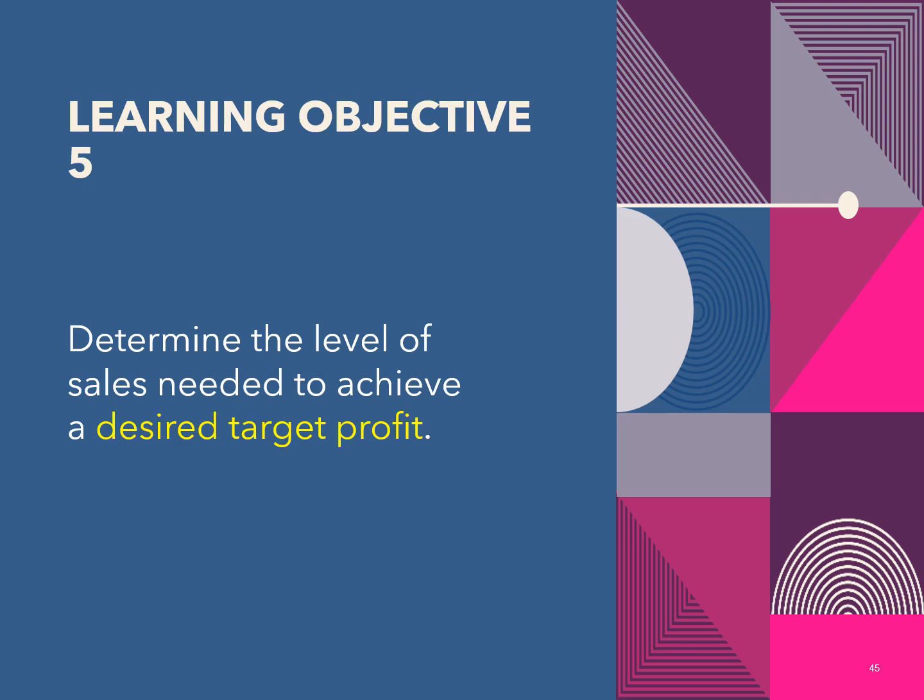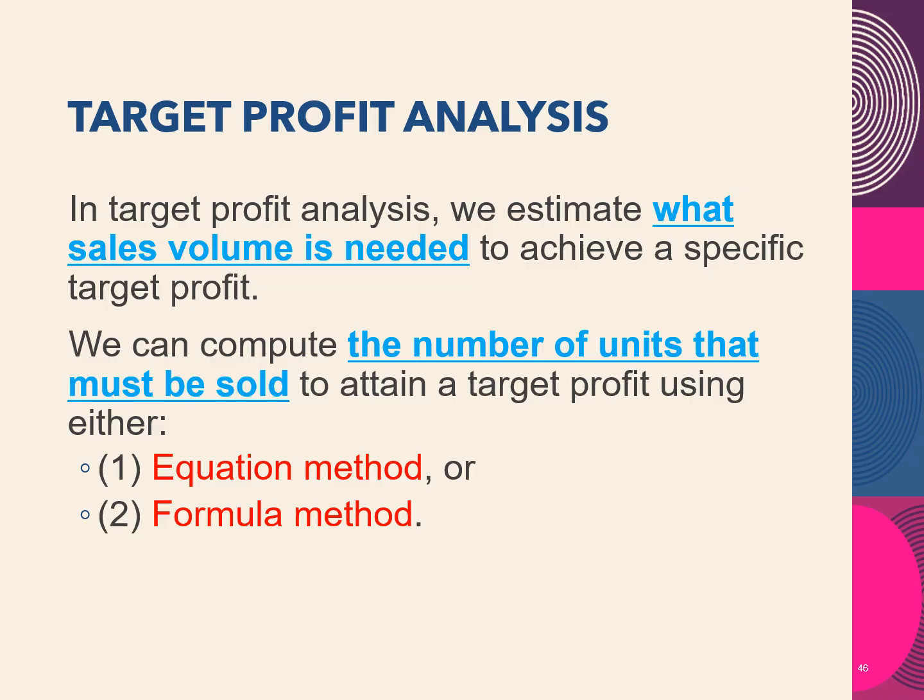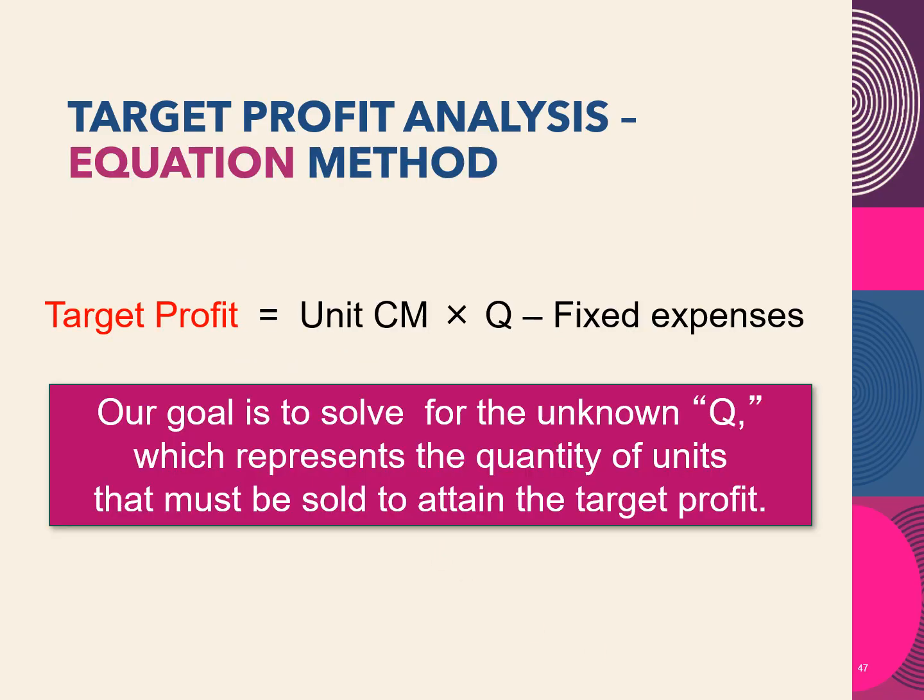Learning objective number 5 is to determine the level of sales needed to achieve a desired target profit. In target profit analysis, we estimate what sales volume is needed to achieve a specific target profit. We can compute the number of units that must be sold to attain a target profit using either the equation method or the formula method. Here is the equation method.